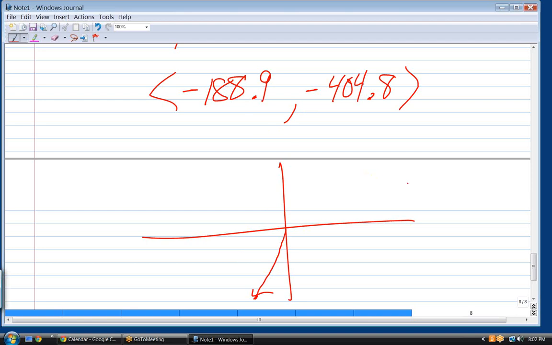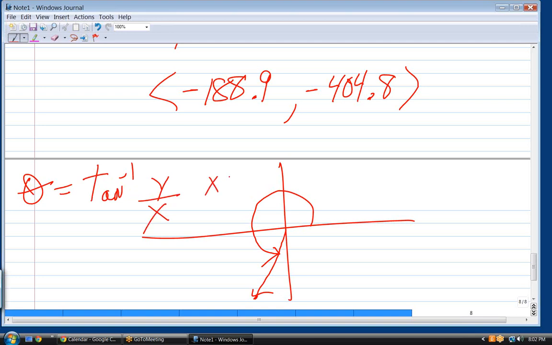This is the most important thing about vectors, even though it's not even in my book. Theta is the measurement of that angle right there. Theta is equal to what? Inverse tangent of y over x, only if x is greater than 0. If x is less than 0, theta equals inverse tangent of y over x plus pi.